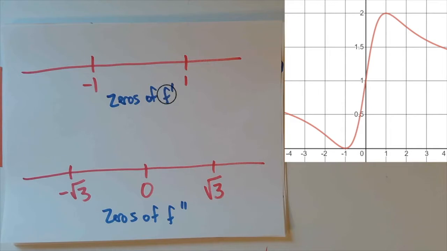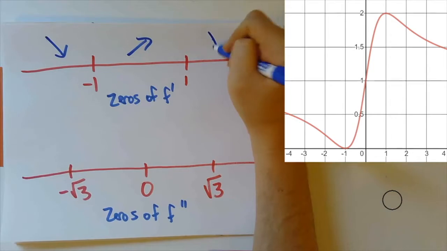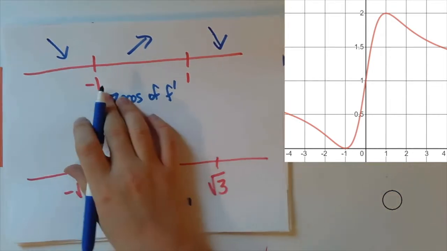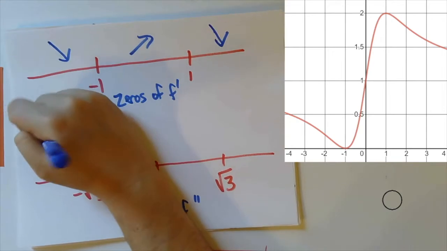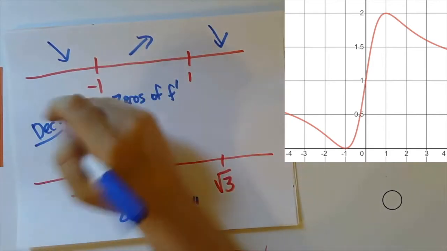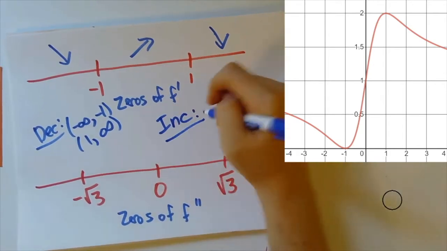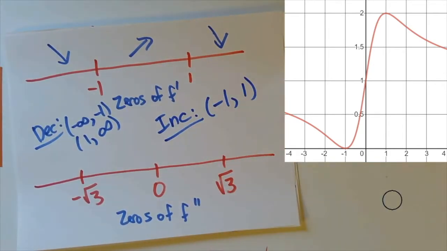So looking at f prime first, you can see there it's decreasing to increasing and increasing to decreasing. And so those correspond to our minus 1 and our 1 points. So this looks like decreasing, increasing, decreasing. And so if we were to write this, we could write that the function is decreasing from minus infinity to minus 1, and from 1 out to infinity. And it is increasing from minus 1 to 1. Okay. We'll write down the turning points in a minute.